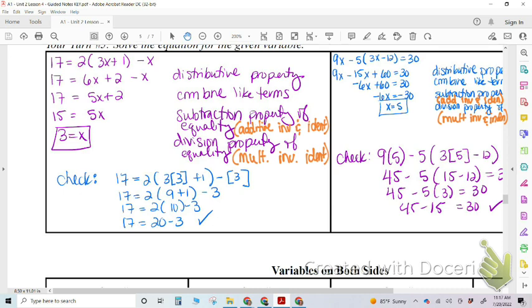And then the check, remember you can always check your work by taking your answer and plugging it into the original problem and making sure that you get a true statement.